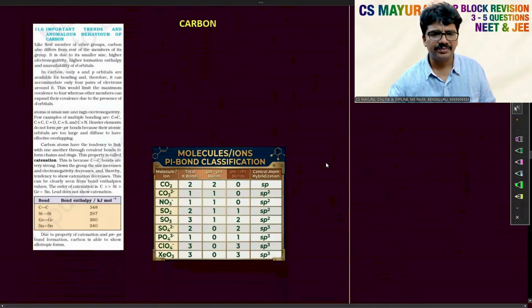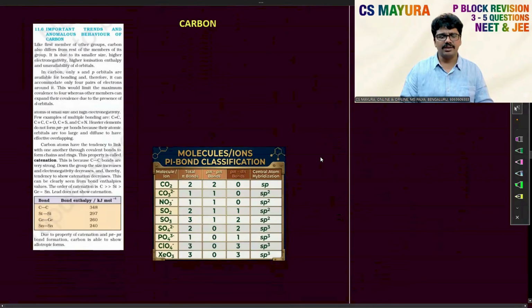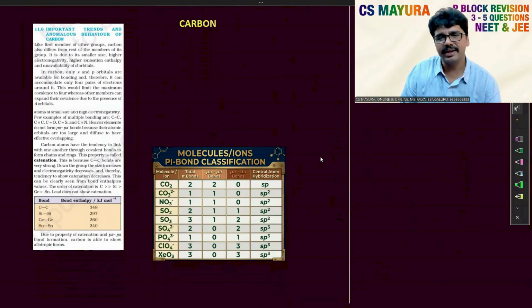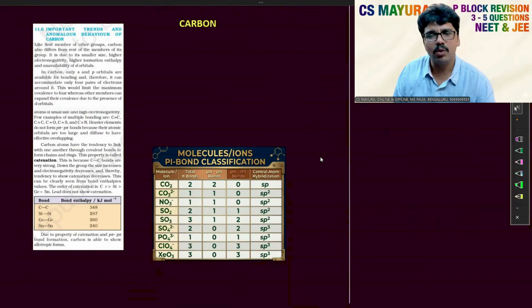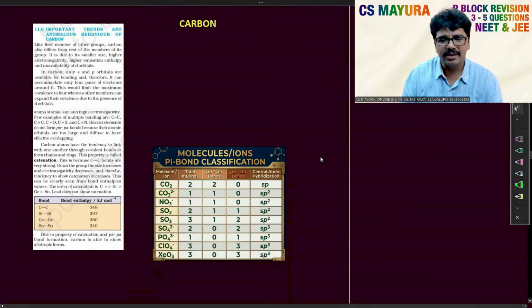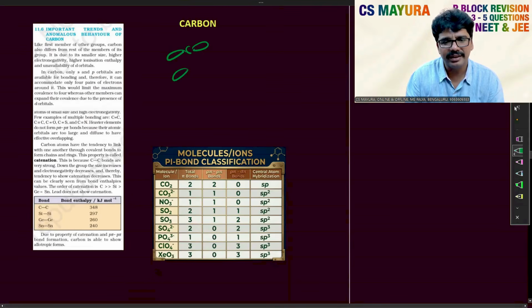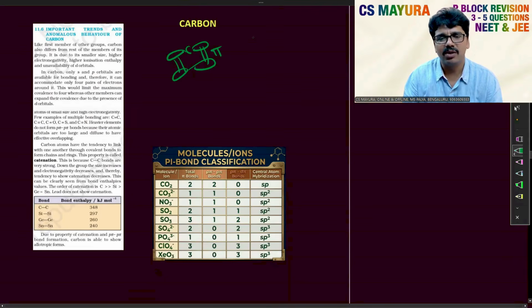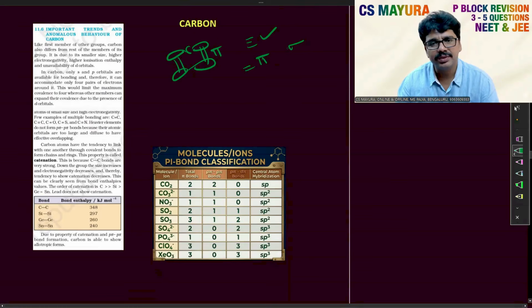Now coming to carbon. In the anomalous properties of carbon, the first thing is it can't extend its valency, but silicon can extend its valency up to 6. Carbon cannot extend its valency more than 4. Another point is that due to its small atomic size, carbon 2p orbitals are involved in sidewise overlapping and give pi bonds. Carbon can form multiple bonds. It can form a triple bond, it can form a pi bond, and it can also form only a sigma bond.